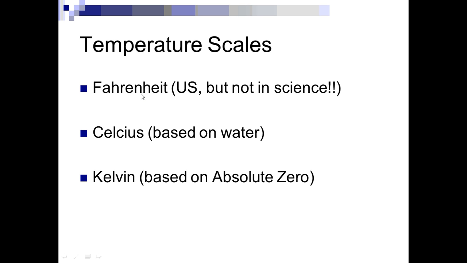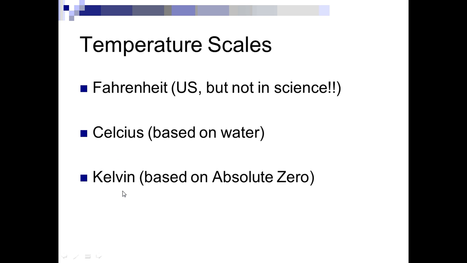Fahrenheit has a very interesting story. But freezing water is not 0 degrees Fahrenheit, it's 32 degrees Fahrenheit. Boiling water is not 100 degrees Fahrenheit, it's 212 degrees Fahrenheit. So the same object, freezing water, is 32 degrees here, 0 degrees here. This is why it's important to make sure you know what scale you are using. So Fahrenheit, US. Celsius, based on water.